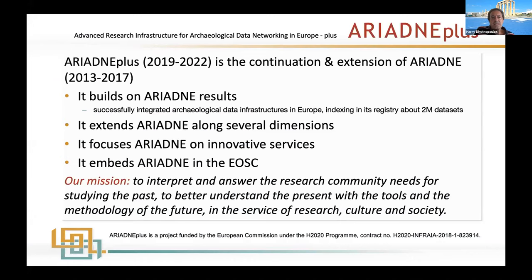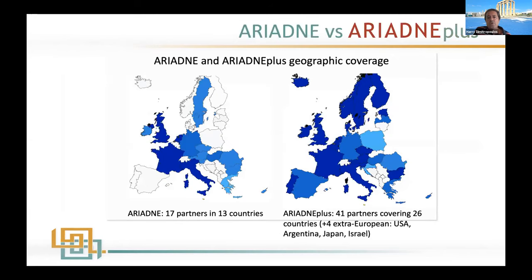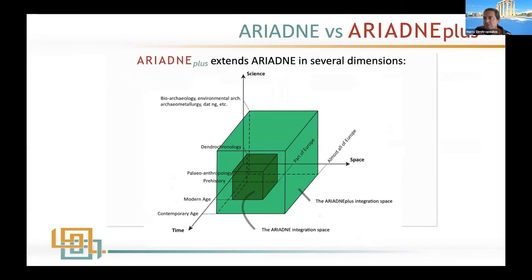And the plus will extend the results along several dimensions, while focusing on innovative services and embedding Ariadne in the EOSC. Because I've been told we don't have much time, I'll skip some of the details. It grew from 17 partners to 41 partners covering 26 countries in Europe, plus international partners in the USA, Argentina, Japan, and Israel. It expanded both in temporal domain and in geographical locations. We will now cover almost all of Europe, and it will go from paleoanthropology all the way to the contemporary age, plus in the science dimension by including more science topics and different archaeological methods: we only had dendrochronology, now there will be different dating mechanisms and things like that.